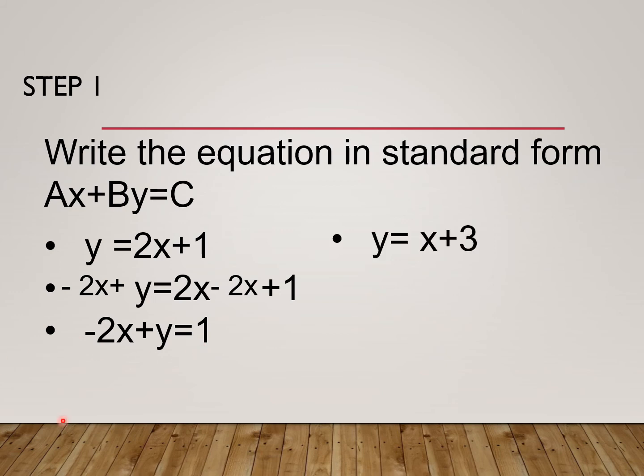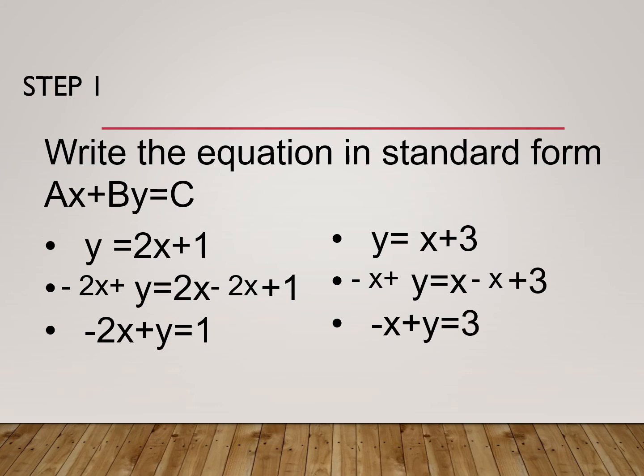Ito naman po ang equation 2. Hindi po siya naka-standard form. So we're going to use again subtraction property of equality. We subtract x to both sides of the equation para ma-isolate natin yung 3. Then the standard form is negative x plus y is equal to 3.